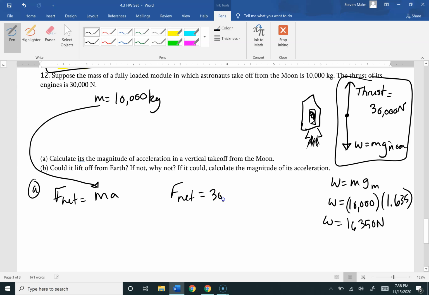So we're going to do our thrust force, which is pointing up, minus our weight force, which is pointing down, which we just calculated. Remember, again, it's up minus down. In this case, the overall motion has to be up. We're not trying to go back down to the moon's surface. So our F net is going to be 30,000 minus the 16,350, and we get 13,650 newtons.